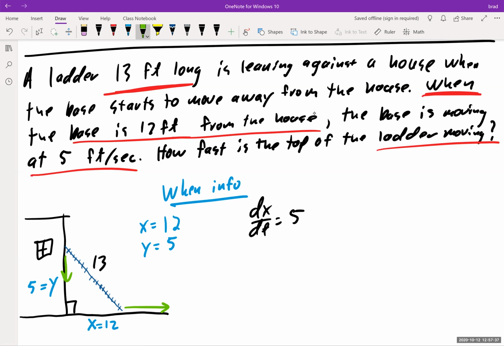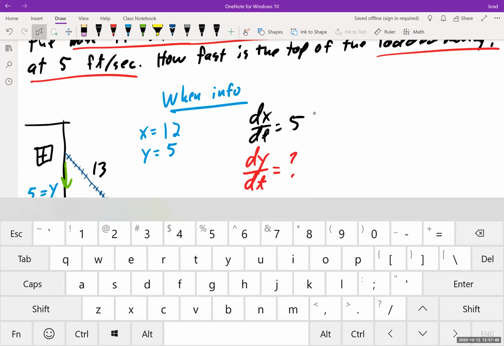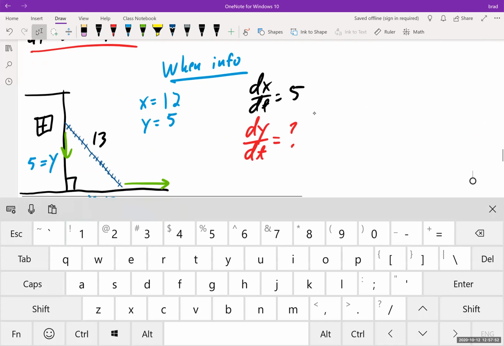All right, and what are we looking for? We're trying to find dy/dt. We want to know how fast the top of the ladder is sliding down the wall. Okay, so now that we're set up and all on the same page, why don't you guys pause the video again and give it a shot, and let me see how you do.